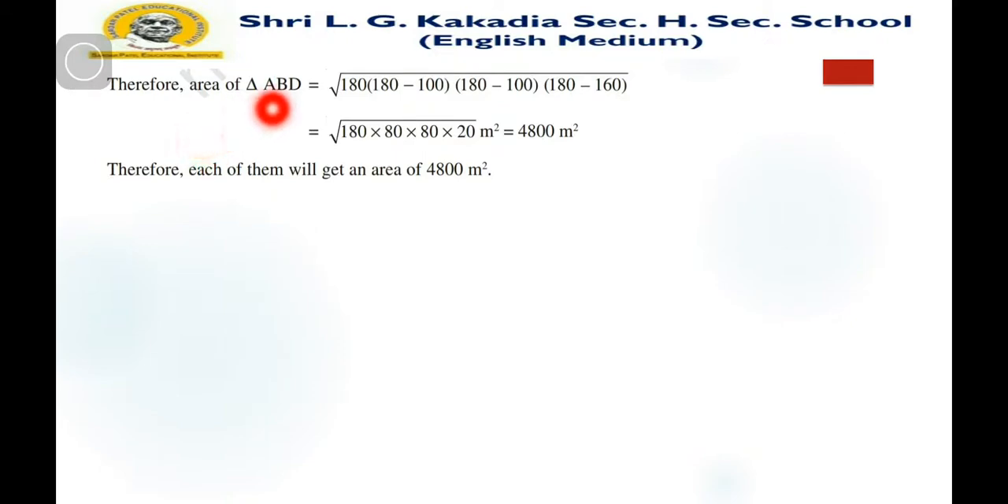Therefore, the area of triangle ABD is equal to the square root of 180 into (180 minus 100) into (180 minus 100) into (180 minus 160), that is, square root of 180, 80, 80 and 20, which is equal to 4800 meter square. So each of them will get an area of 4800 meter square.